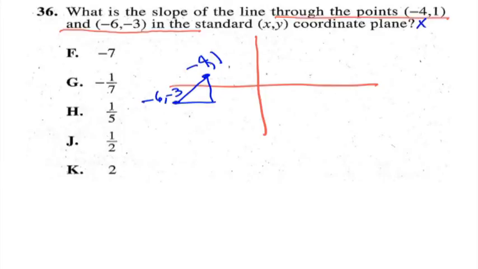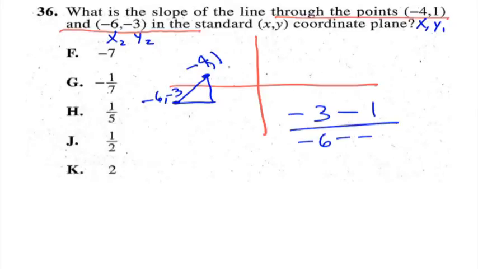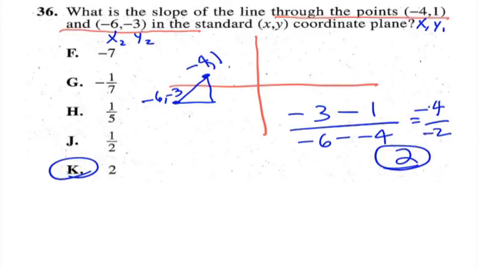This is going to be my x1, y1, x2, y2. So I have minus 3 minus 1 over, now we come back, x2 is minus 6 minus a minus 4, which is equal to minus 4 over, now we have minus 6 plus 4, which gives me a minus 2. Minus 4 over minus 2 gives me a positive 2 for the slope, making K the answer.